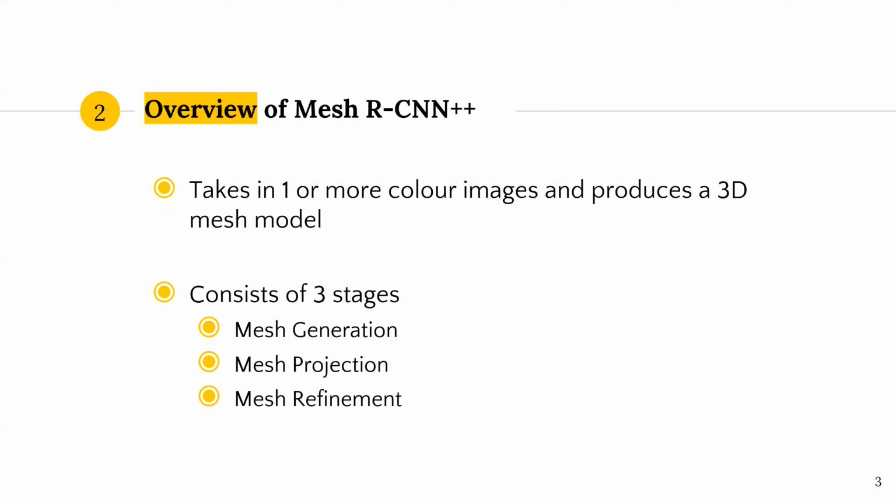Mesh RCNN++ is a multi-view 3D deep learning shape predictor that uses Mesh RCNN as its backbone. Mesh RCNN++ receives one or more color images of an object captured from different viewpoints and produces a 3D mesh model in the world coordinates. Mesh RCNN++ consists of three stages: mesh generation, mesh projection, and mesh refinement.